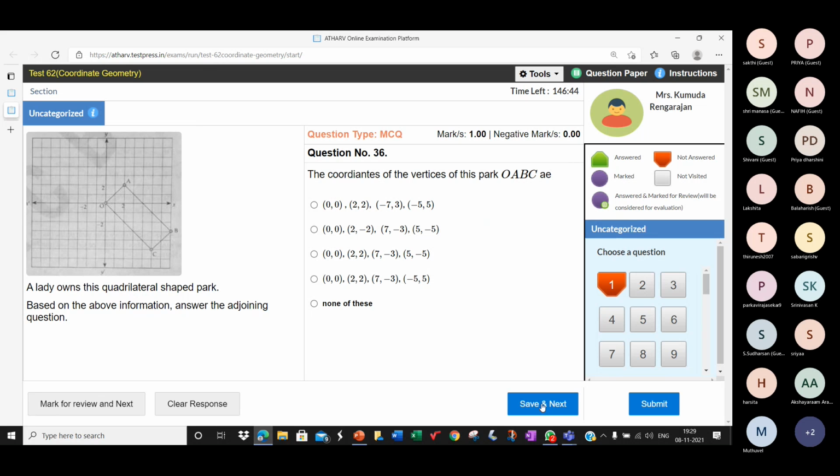Yes, children. This is the next case study. What we saw was the first one with 5 sub-questions. This is the second one. You can see a different figure here.